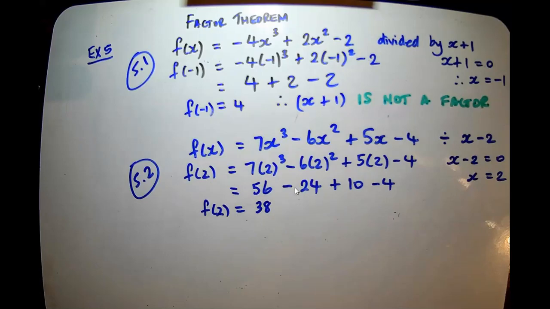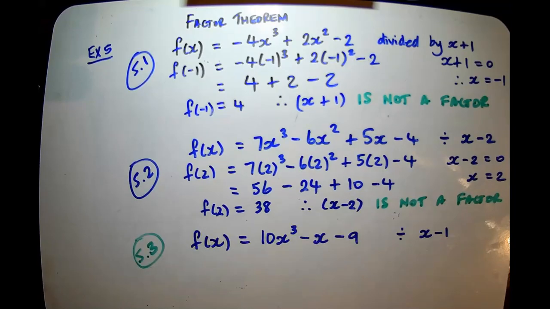Notice, after we substituted 2, we didn't get an answer of 0. If we had an answer of 0, this would mean that x minus 2 is a factor. However, we had a remainder. If we receive a remainder as an answer, this would mean that x minus 2 in this case is not a factor.